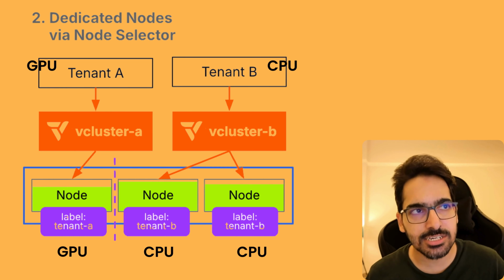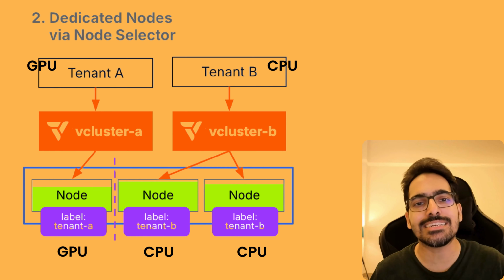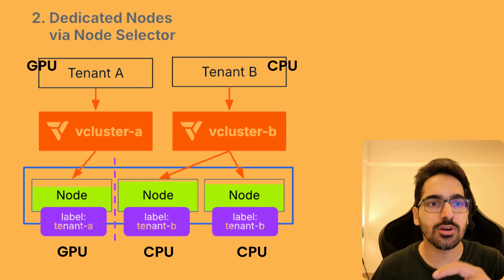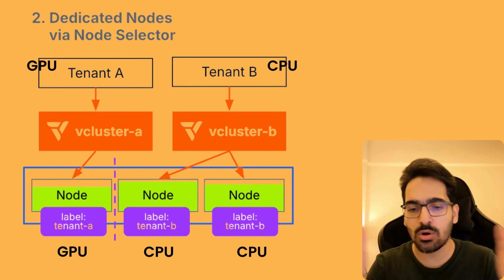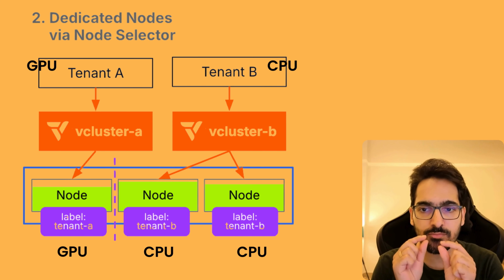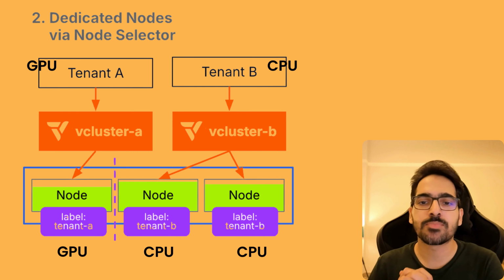Then come the dedicated nodes, where you can specify which particular node you need to run your particular workload. For example, you can have a CPU node and a GPU node on the host cluster, and for your virtual cluster, you want this particular workload to go to the GPU node.